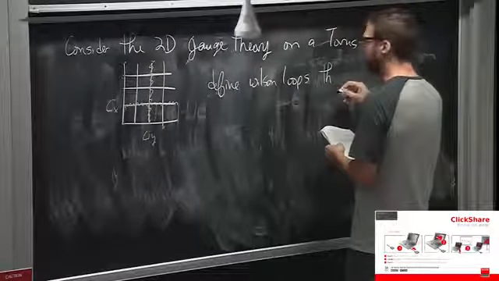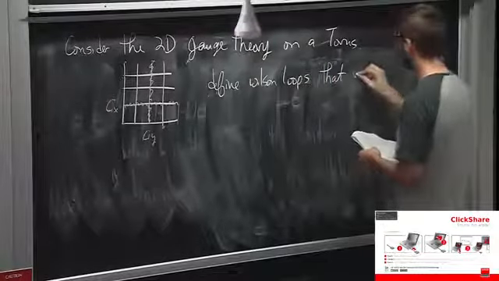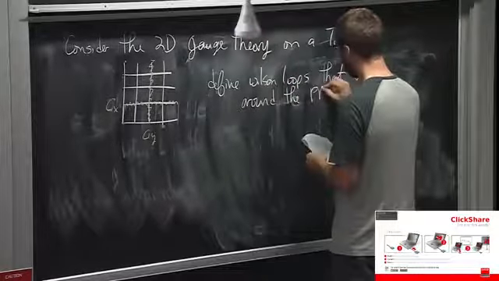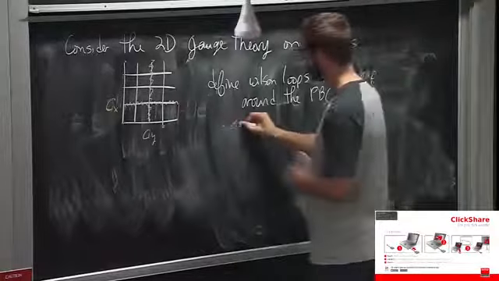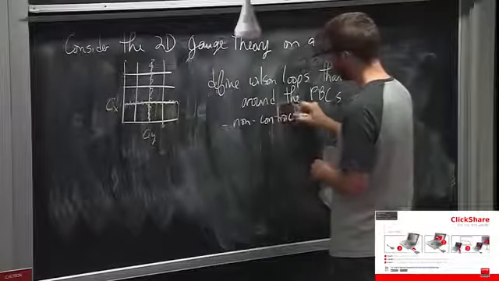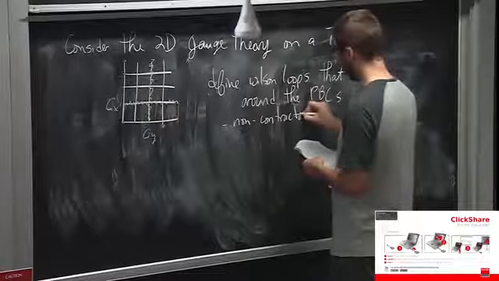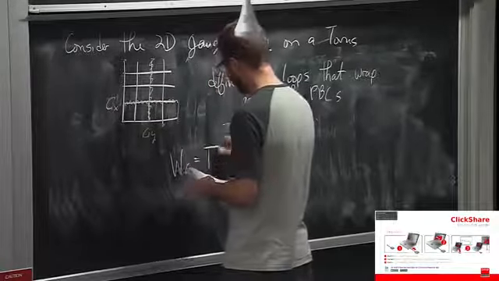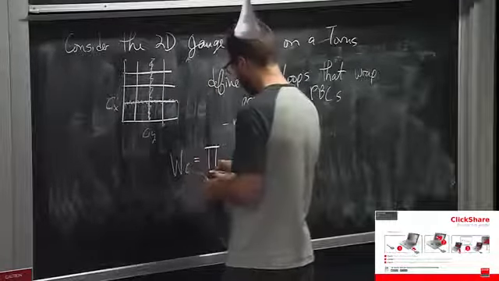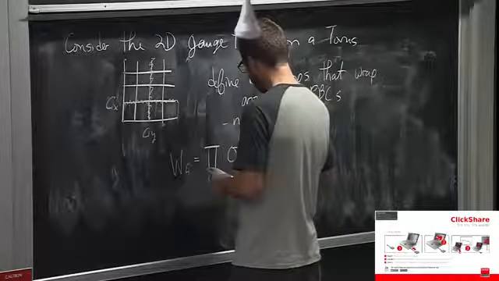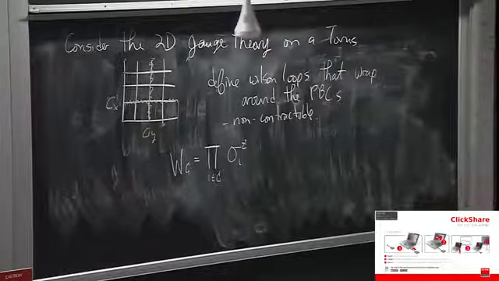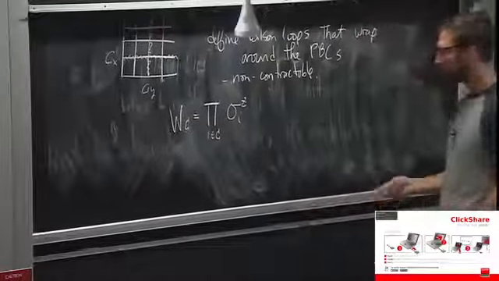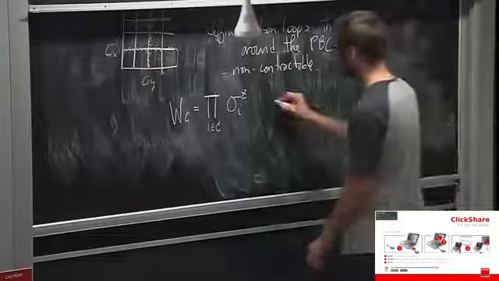So they're like a string of operators, or a string of sigma z's. They're non-contractible because of this. So for whatever contour, Cx or Cy, the value of the Wilson loop can't be changed by any number of local gauge operations or gauge transformations.